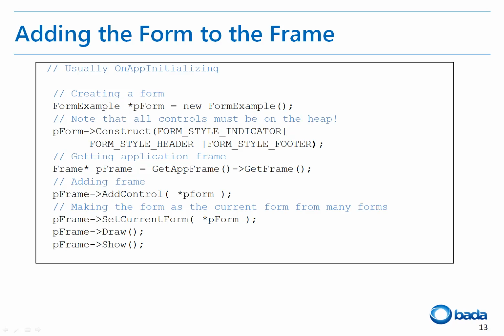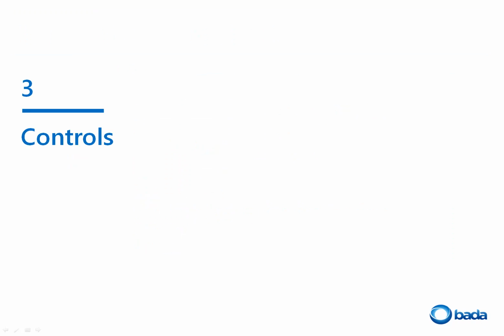As expected, if we remove the FORM_STYLE_INDICATOR flag, we create a form without the indicator. To add the form to the frame, use the AddControl method, and make that form current using the SetCurrentForm method so that the form becomes visible. Drawing and showing the frame will display the form.